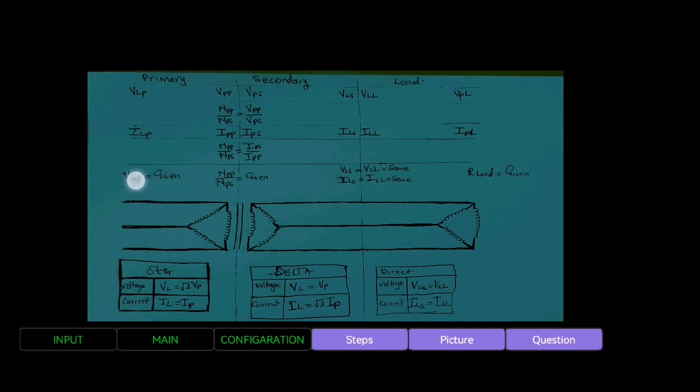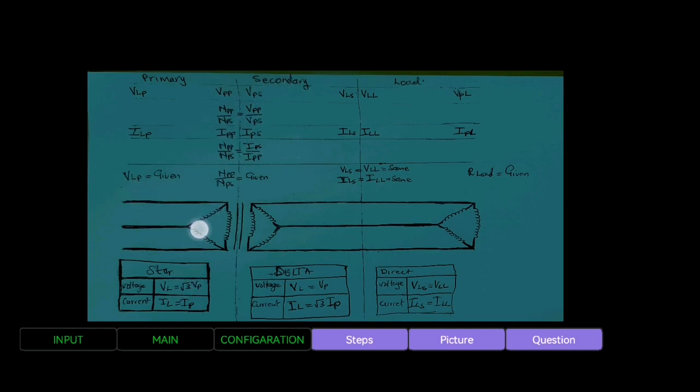You're looking for this, but this one is given, this one is also given. When you get the voltage, it is equal. Then this is the secondary section and the load section. You're checking for this and this one.